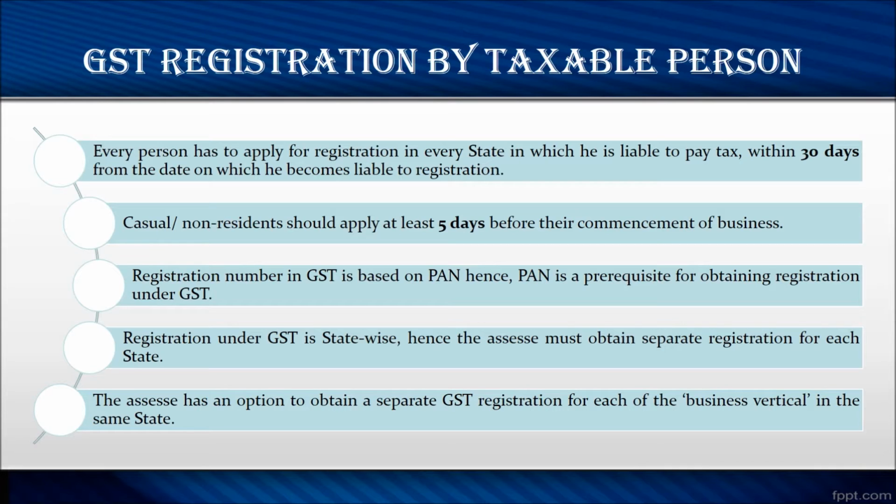Next, registration number in GST is based on PAN. Hence, PAN is a prerequisite for obtaining registration under GST. Registration under GST is state-wise. Hence, the assessee must obtain separate registration for each state. Next, the assessee has an option to obtain a separate GST registration for each of the business verticals in the same state.